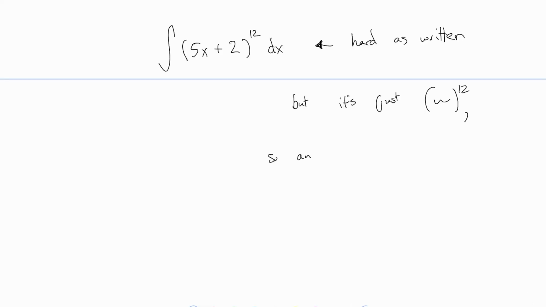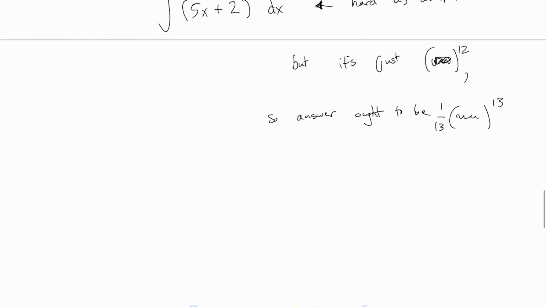So the answer ought to be 1 over 13, whatever, to the 13, right? I'm just saying, it's some stuff in there. So the answer ought to be this. Now, is that actually true? It turns out the answer is, technically speaking, not exactly equal to that, but it's close to that in a way that you can easily compensate for the difference. But that's the idea behind the u substitution.